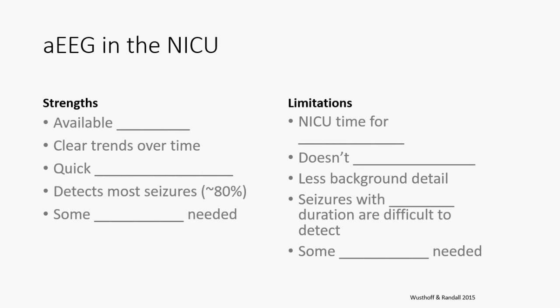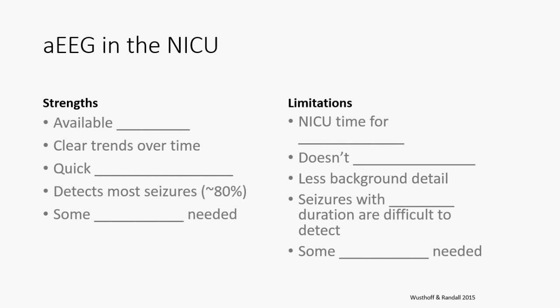Seizures that are short in duration are difficult to detect. So the seizures that are not more than about a minute in length are hard to see on aEEG. And remember that it takes about 15 seconds to make one line on our aEEG pattern. So in our 3.5 hour pattern that we see, it takes about 15 seconds to make one line. So if your seizure is about 10 seconds, you're not going to really see any change on your aEEG monitor.